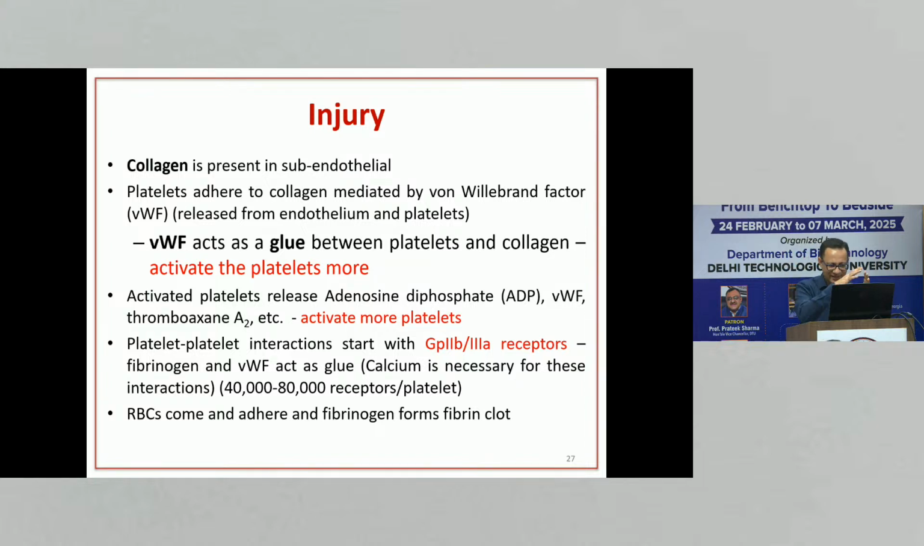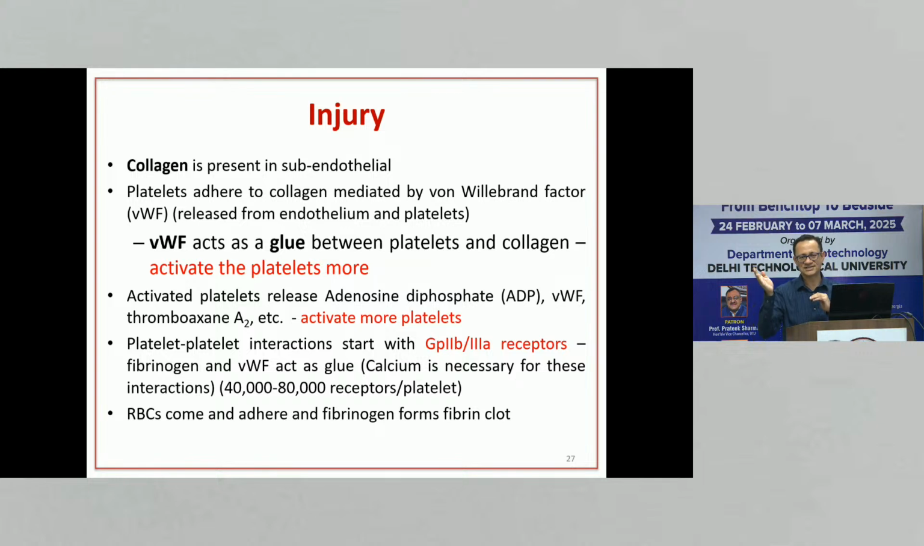Now, a little bit on the process. Collagen is present in the subendothelial layer. When everything is fine, it's hidden. But when you get a cut, it gets exposed. Platelets adhere to collagen, mediated by von Willebrand factor, or VWF, released from the endothelium and platelets. So platelets are also releasing it a little bit, and the endothelium layer is also releasing it. Platelets start adhering to collagen via VWF, which is acting as a glue between platelets and collagen.